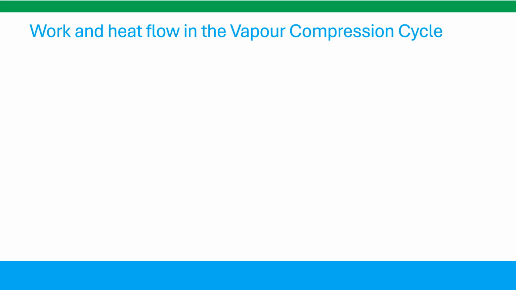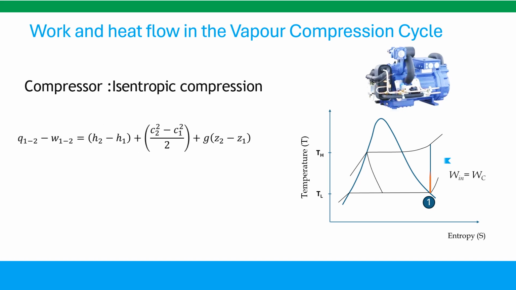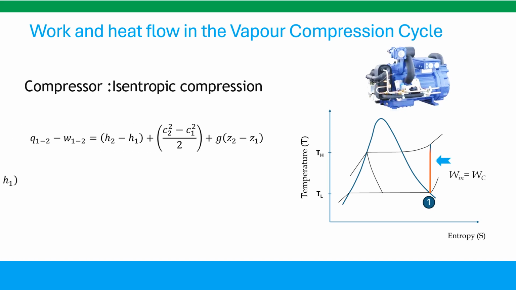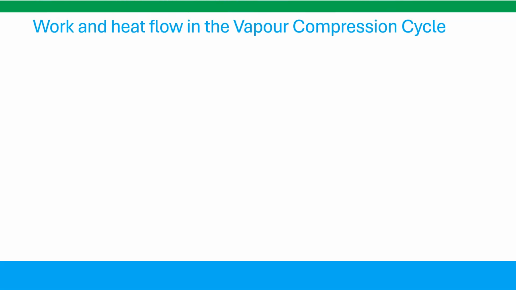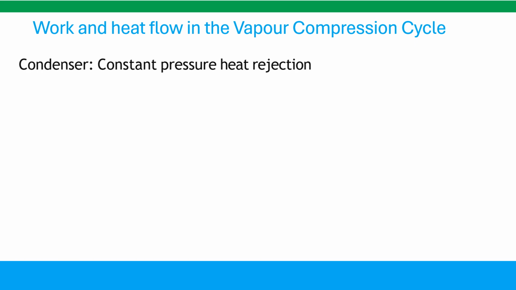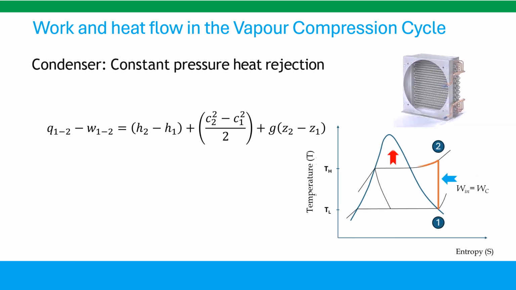Initially, let us examine the compressor, wherein the process is characterized as isentropic, indicating the absence of heat transfer. We can obtain the work done on the working fluid as the change in enthalpy. The minus sign indicates that work has to be supplied externally. The next step is condensation, a constant pressure heat rejection process. Using the energy flow equation between state points 2 and 3, we can determine the heat rejection as the change in enthalpy, which yields a negative value due to heat being rejected from the working fluid.